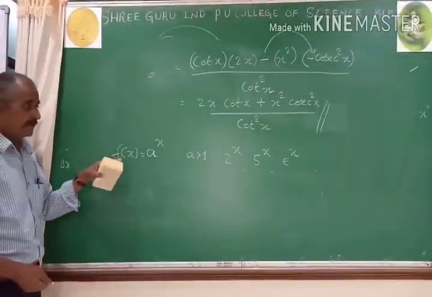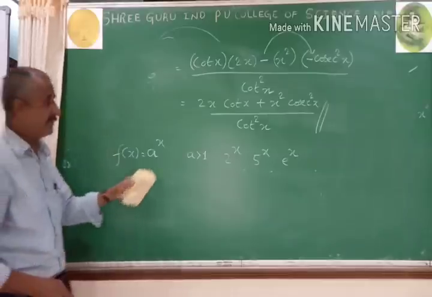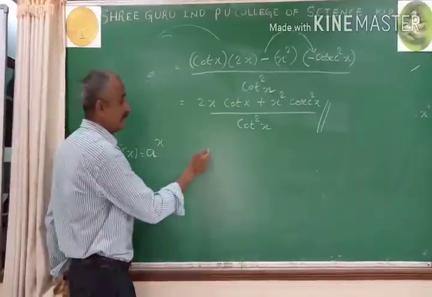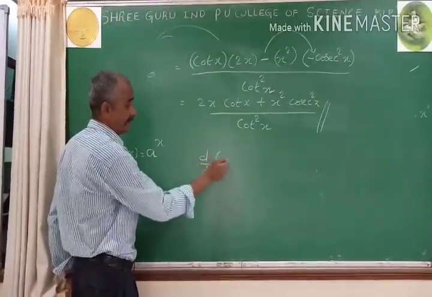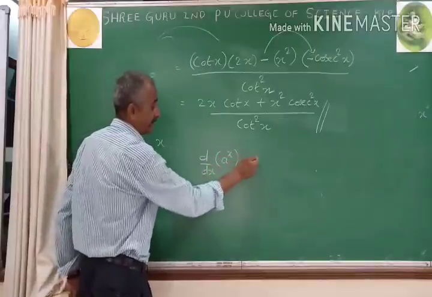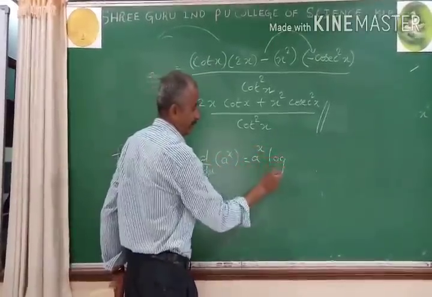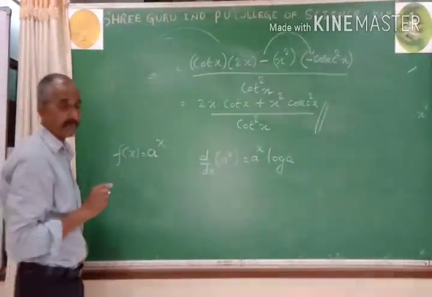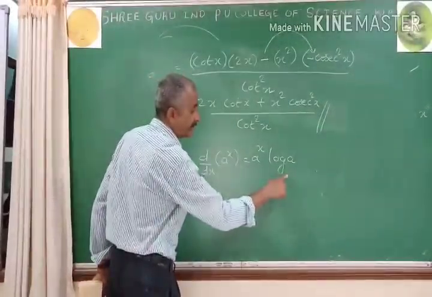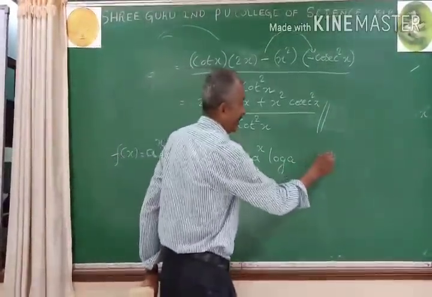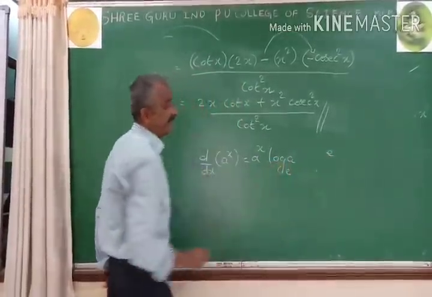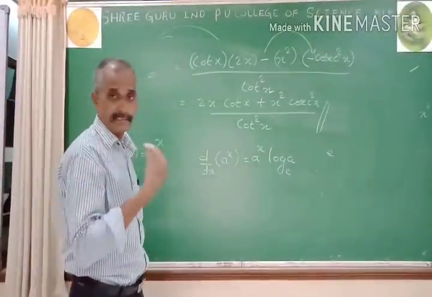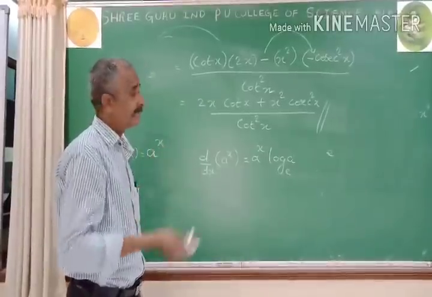In general, a power x is called the exponential function, and we have seen in PUC first year that the derivative of a power x, that is d by dx of a power x, was given by a power x multiplied by log a, where a is greater than 1. It is understandable. And one more thing, in logarithms, especially in calculus, no base means it is always base e. It is understood that the base is e, and it is not necessary to mention. When there is no base in logarithms, it is always to be taken as base e, unless it is given as other than base e.